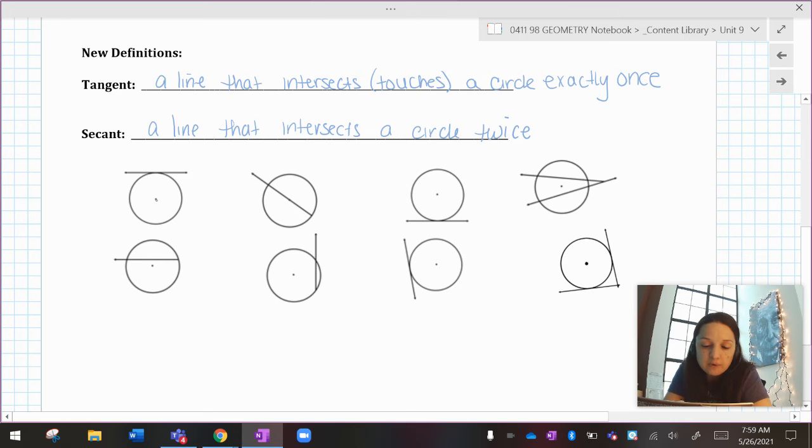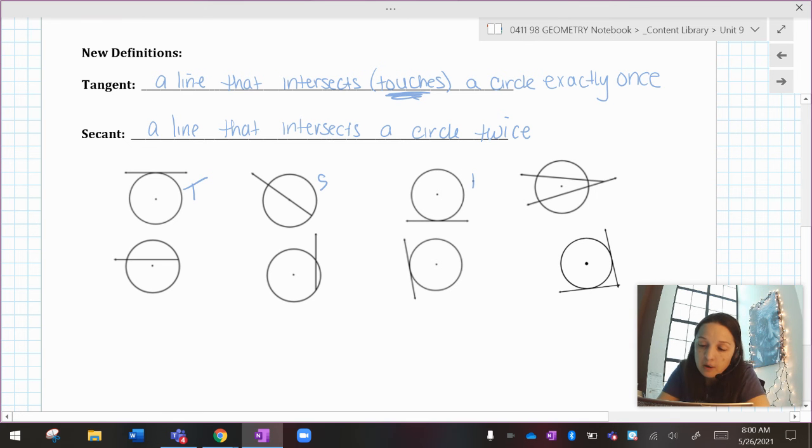So if I look at this first diagram here, that line looks like it's balancing on the circle. That's why when I defined a tangent, I said a tangent touches a circle once. Yes, it technically intersects, but it doesn't pierce the circle. It balances on the circle, like if you put a yardstick on a basketball. All right, so this thing right here would be a tangent. This thing right here pierces the circle. That would be a secant. So if it balances, it's a tangent. If it pierces it, then it's a secant.